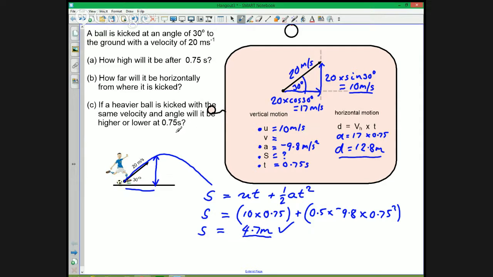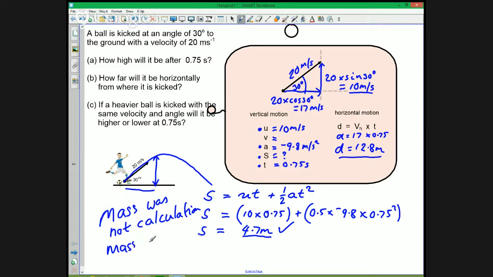Now part C of this question is the little foxy part of physics which asks you to think what might happen without any calculations here. It says if a heavier ball is kicked with the same velocity and angle, will it be higher or lower at 0.75 seconds? Well, look at the question. Did mass come into that calculation? No, it didn't. Mass was not in the calculation, so it means that mass doesn't count.